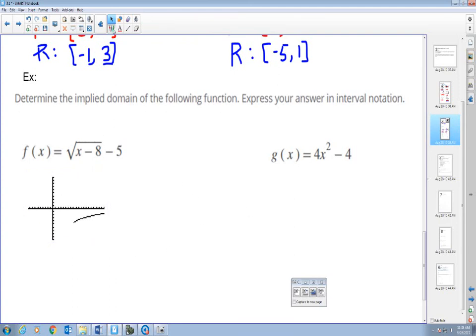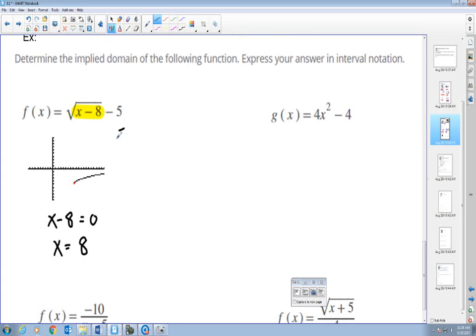So to write a domain, I need to know where it begins. Where does this begin at? Earlier I mentioned that to know where the domain begins for a square root function, it's true for the absolute value function too. Set what's inside the square root equal to 0 and solve for x. If you move the negative 8 to the other side, x equals 8. So that tells you that the domain begins at 8, and keeps on going to the right to infinity.